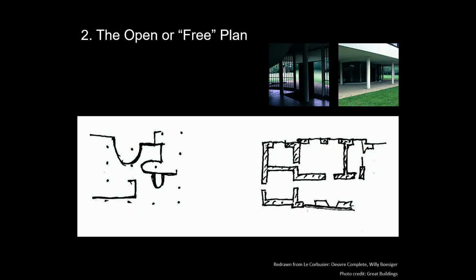Two, the open plan. The right-hand sketch shows a traditional load-bearing walled floor plan with small rooms, narrow openings, and thick walls. The left-hand sketch shows the new possibilities and flexibilities as the walls are separated or freed from the structural support system, the columns. The entire composition now appears light and airy.